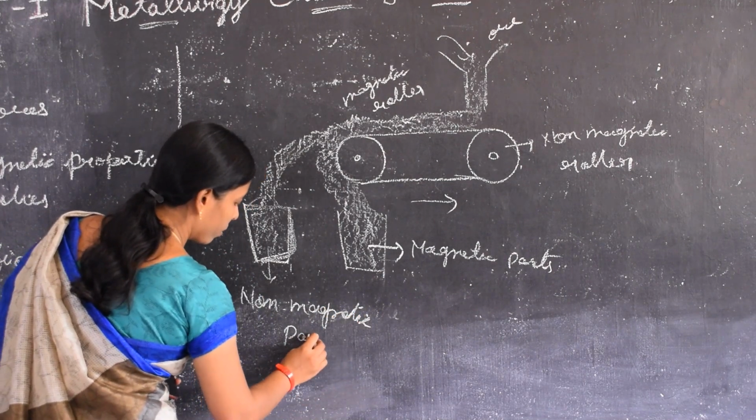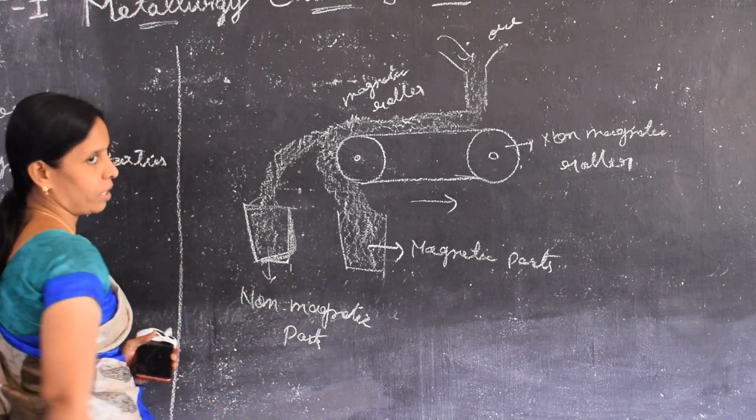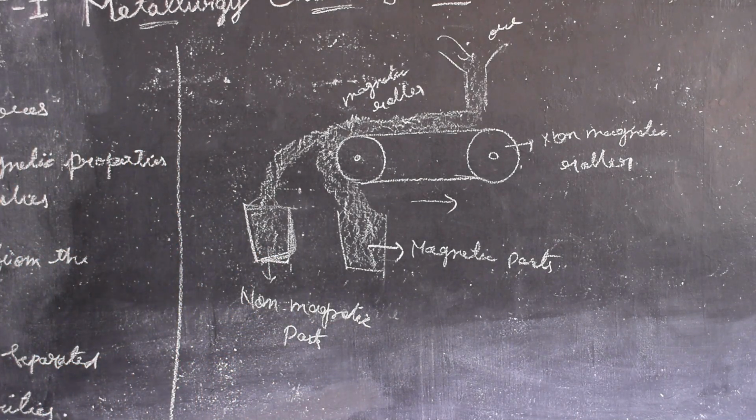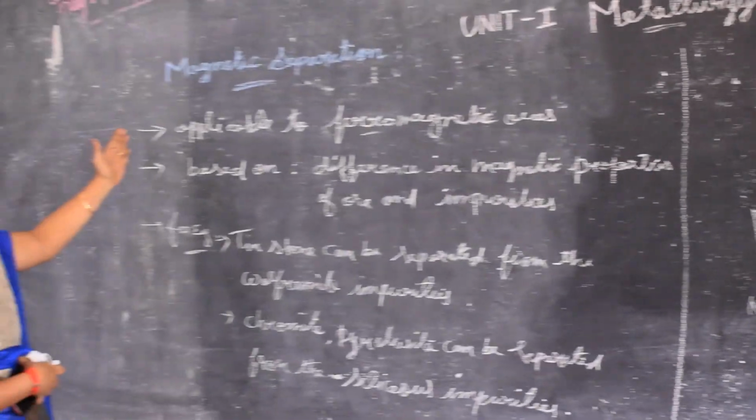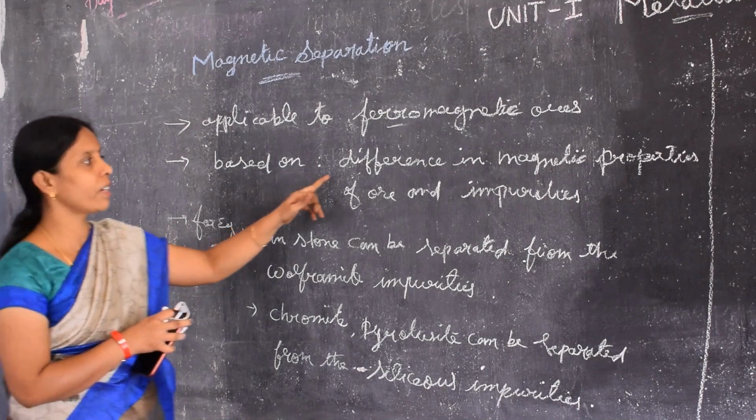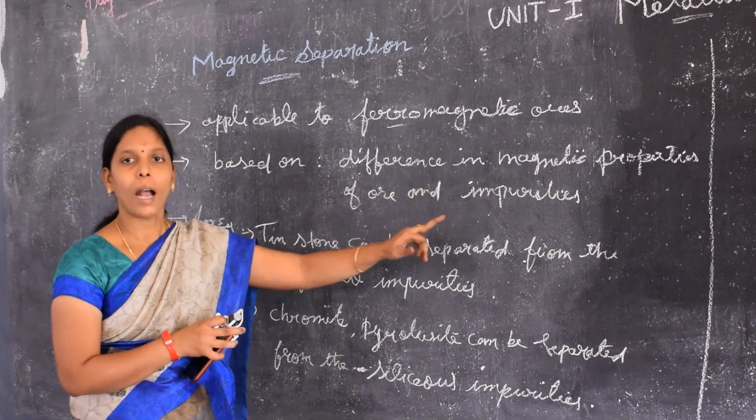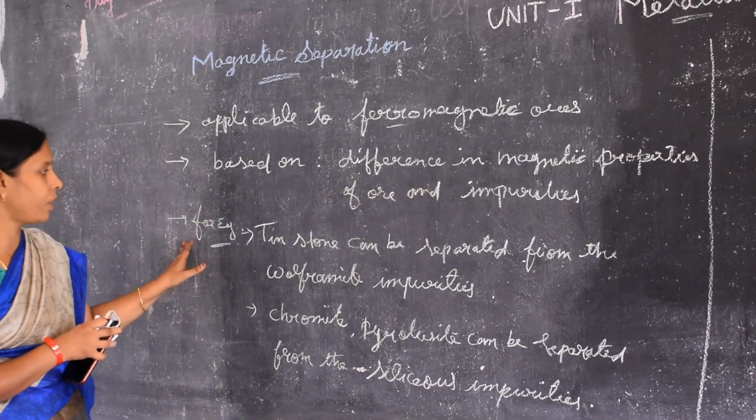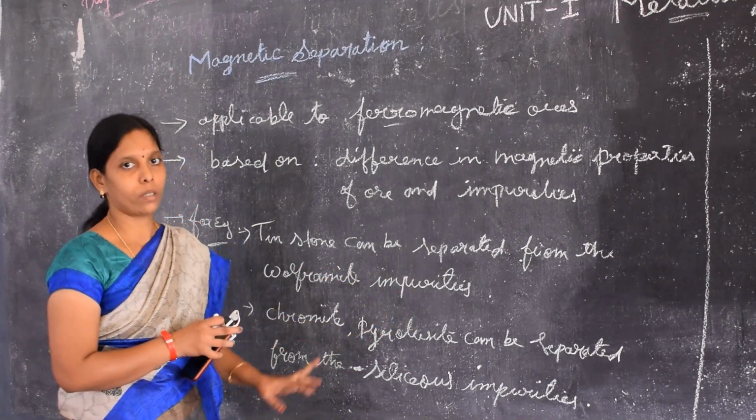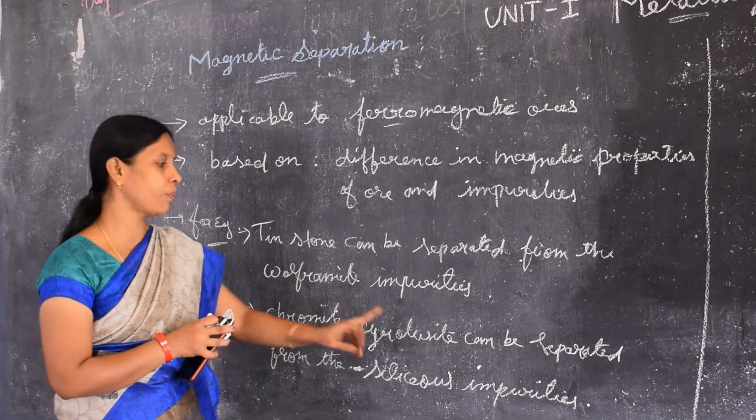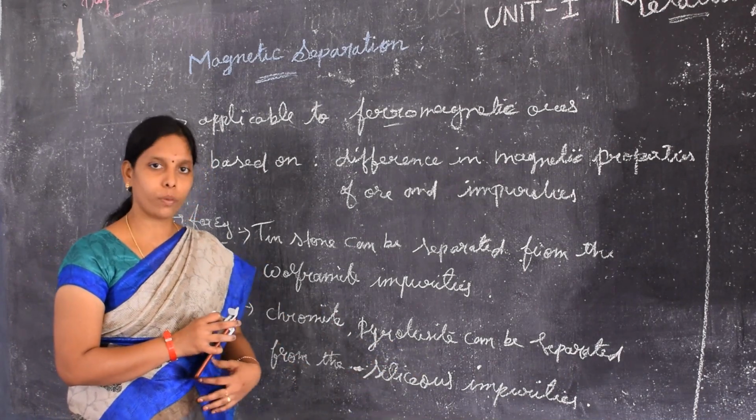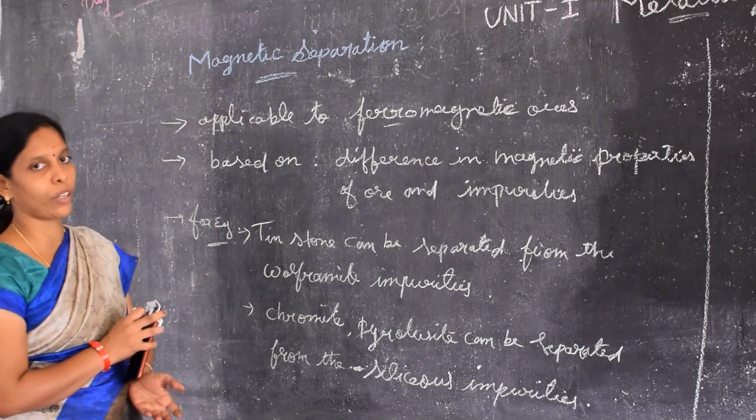Non-magnetic parts or material. Okay, so this is a magnetic separation process. This process is only applicable to ferromagnetic ores and is based on a difference in magnetic properties of the ore and impurities. For example, tin stone can be separated from the wolframite impurities, and chromite and pyrolusite can be separated from siliceous impurities by using a magnetic separation process.